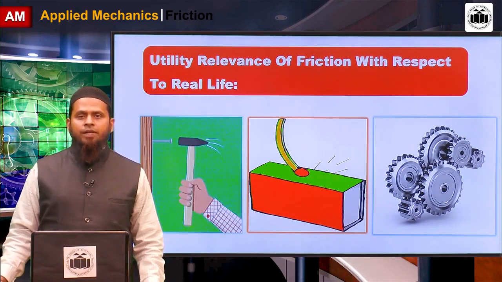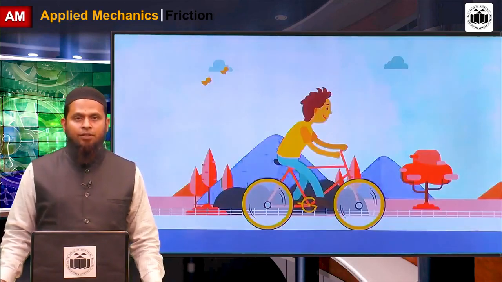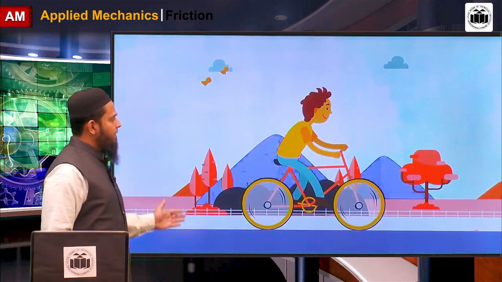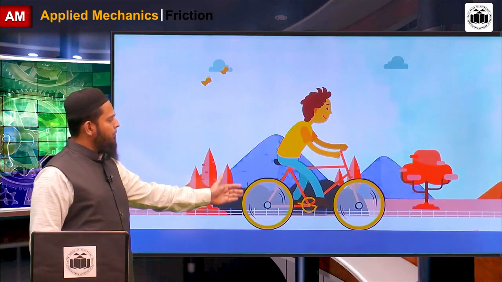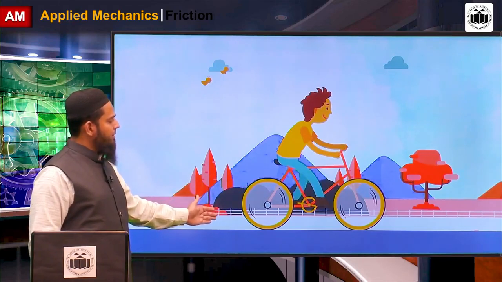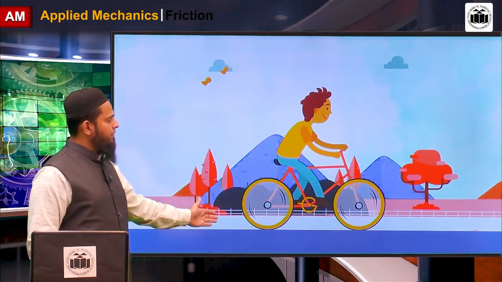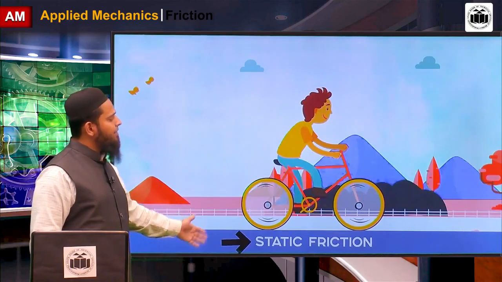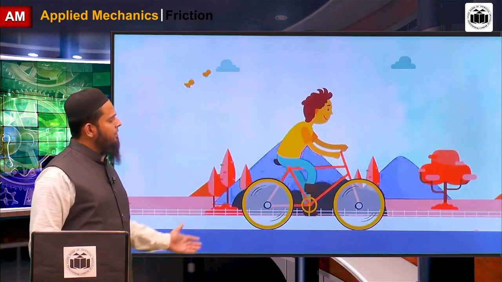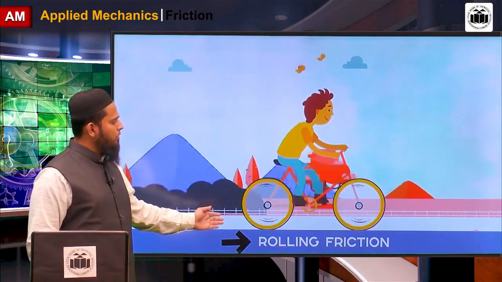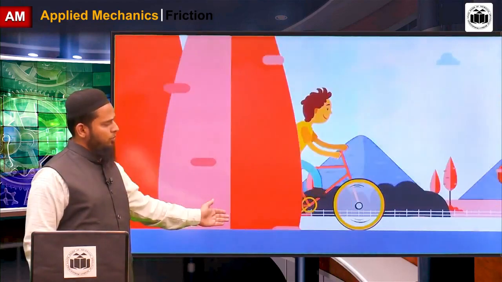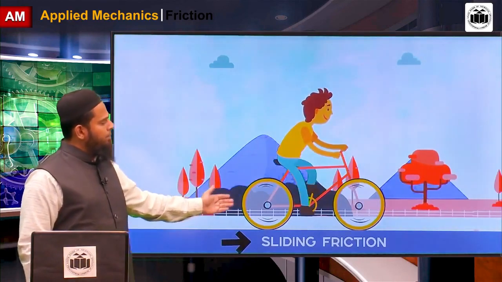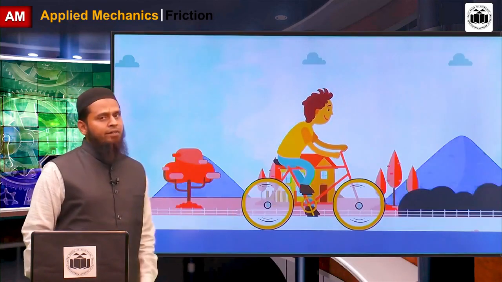Our bicycle is a very good example of various types of friction. When the bicycle is in rest position, we apply pedal forces to start the bicycle. It is on the verge of motion, then static friction comes in. When it is in rolling condition on the road, it is called rolling friction between the tires and road. After we apply the brake, it is sliding friction.